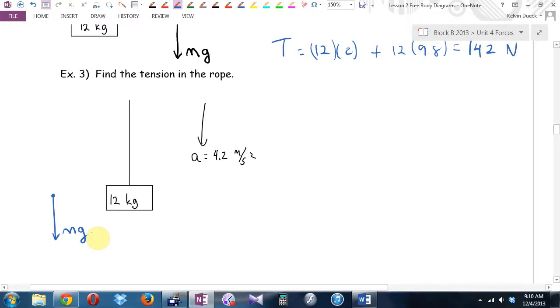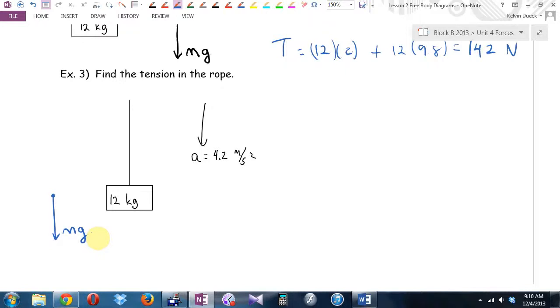How do I know it can't be in free fall? If it was in free fall, what would it say next to the letter A? It would say A equals 9.8. So is this object in free fall? Nope. So there must be a force acting up. Now the question is, what force? Tension, because it's a rope.